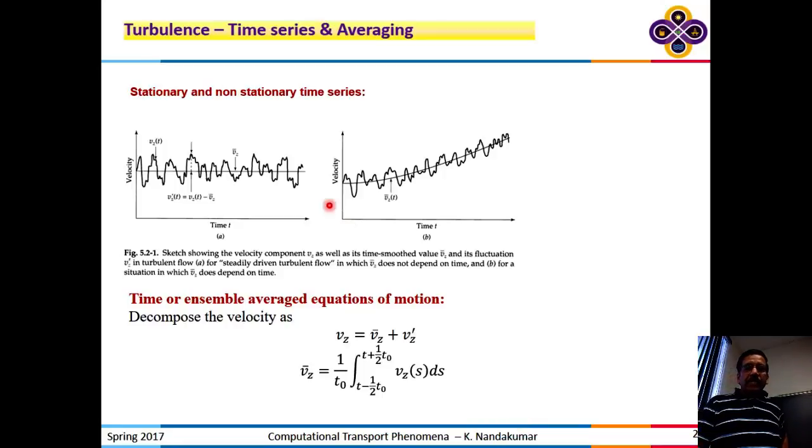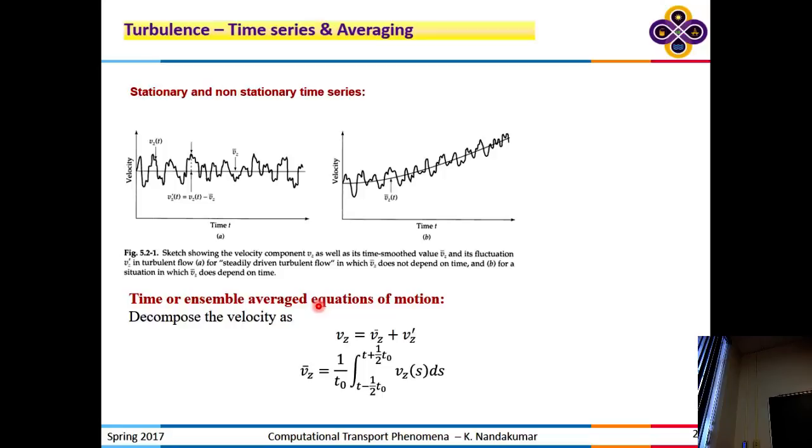Okay, so there are two kinds of operations that can be defined. One is time averaging and the other one is called ensemble averaging. We need to understand a little bit of the difference. So in time averaging, if you have a signal like this, I do that integration and I get this mean line. But what happens if the signal itself is evolving in time? You would call this a stationary turbulence because the mean does not change with time. These are called non-stationary turbulent flows, where the mean itself changes with time.